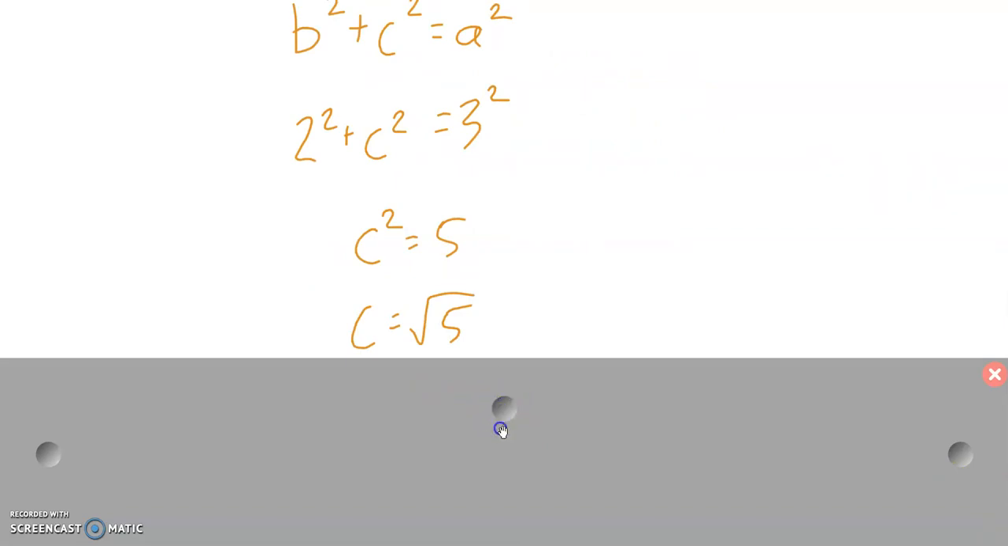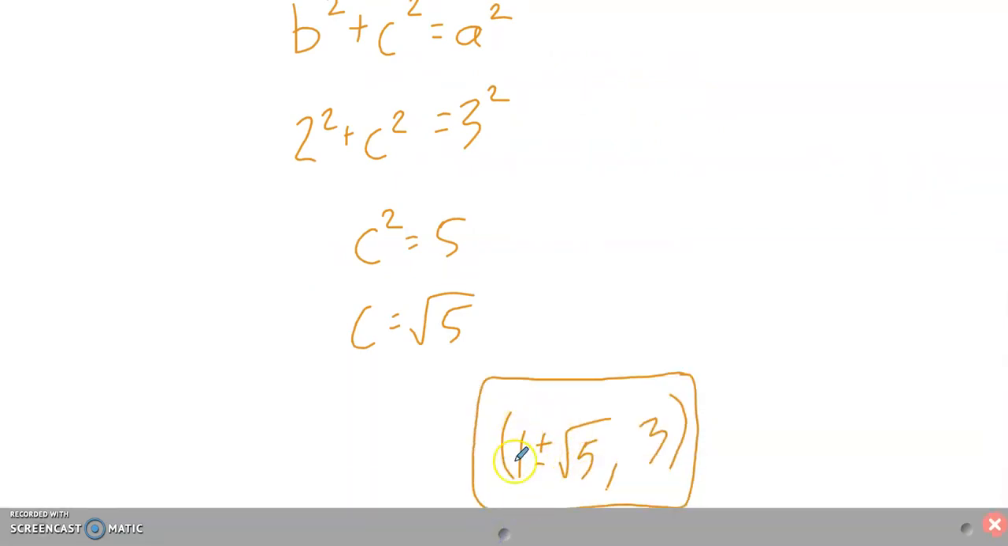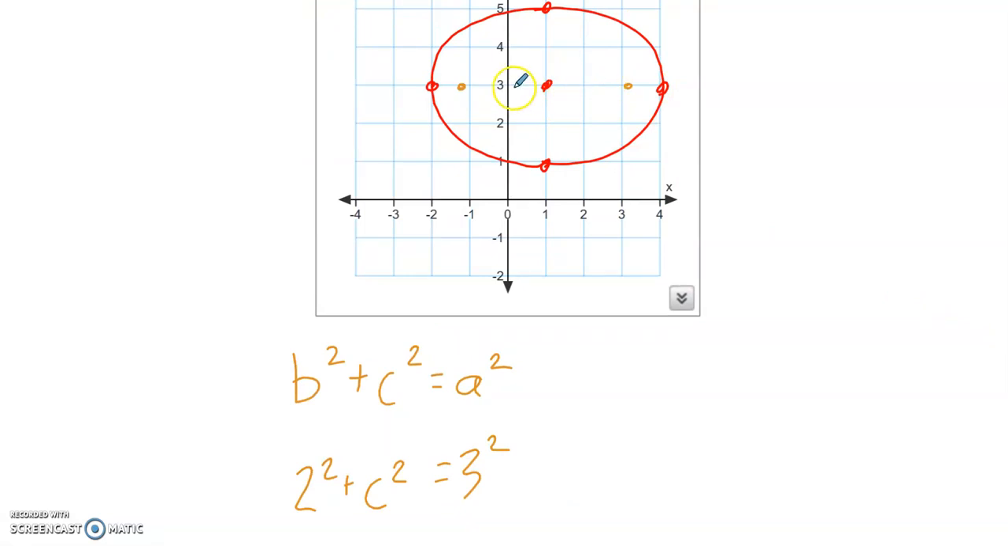So the coordinates of the foci are going to be the x coordinate of the center plus or minus the square root of 5, comma, and then it will have the same y coordinate. As you can see here, both of those values have a y coordinate of 3.